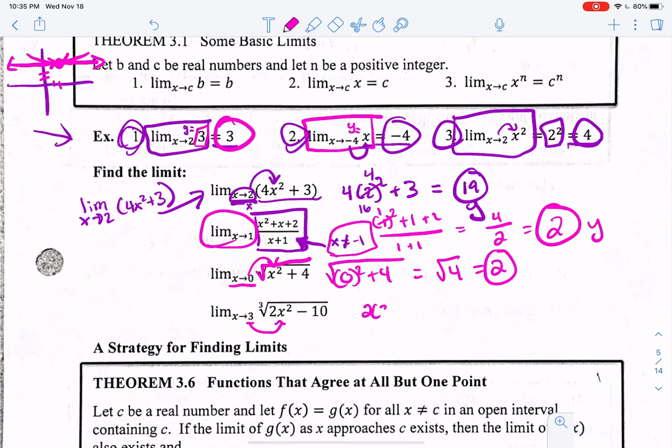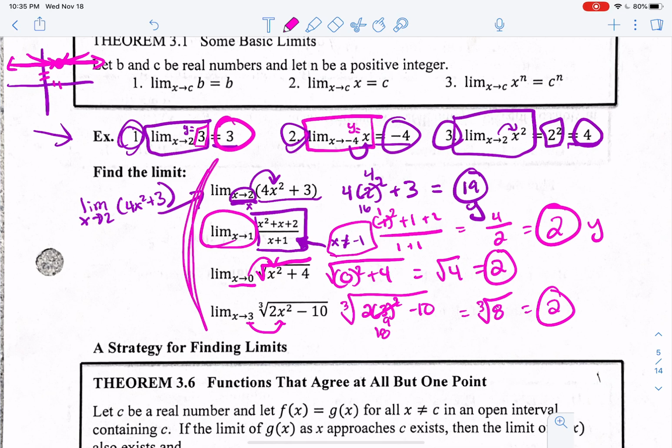3, let's try to plug 3 in. So 2 times 3 squared minus 10, and this is a cubic root, okay? 3 squared is 9. 9 times 2 is 18. 18 minus 10 is 8, so we're doing the cubic root of 8. Cubic root means what do I take times itself 3 times to get 8, and that is 2, so that limit is 2 also. So at an x-coordinate of 3, the y-coordinate is 2. No problems, no holes, no vertical asymptotes. None of these had any problems. Always try to plug it in first.